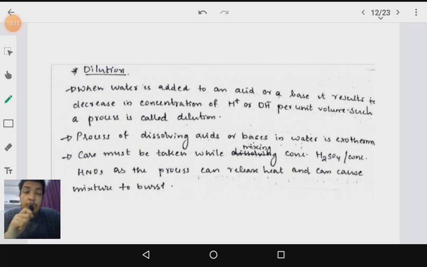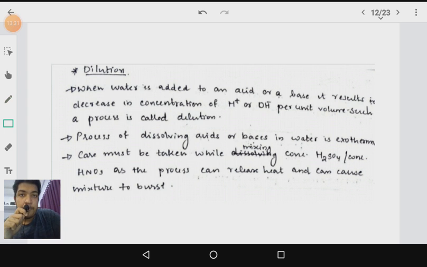So now let us talk about the process of dilution. What is dilution? Dilution is the process in which, when water is added to an acid or base, it results in the decrease of the concentration of H plus or OH minus ions per unit volume. This process is called dilution.